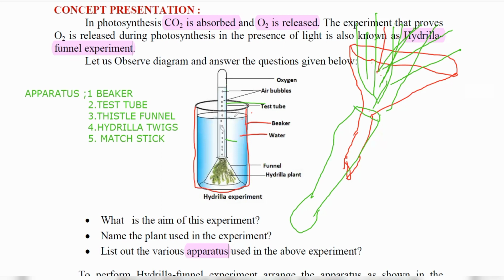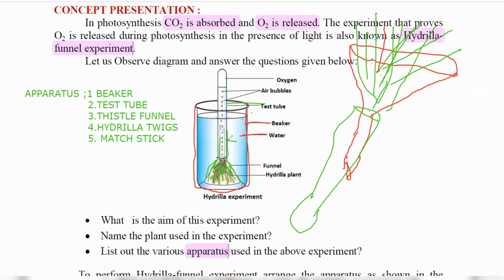As shown in the figure, this is the thistle funnel. These are the hydrilla twigs, and the test tube. You have to invert it, and keep this entire setup like this without disturbance for 6 to 8 hours.